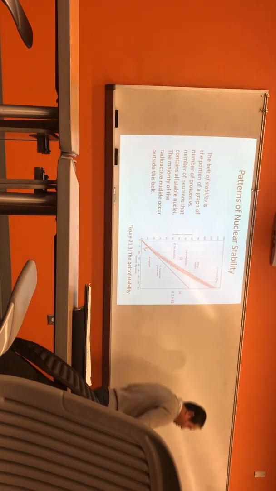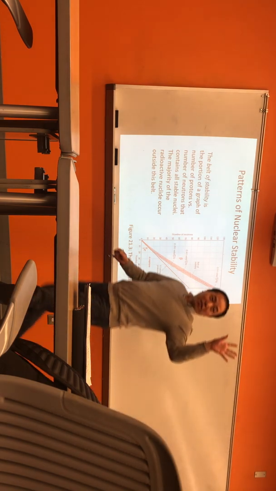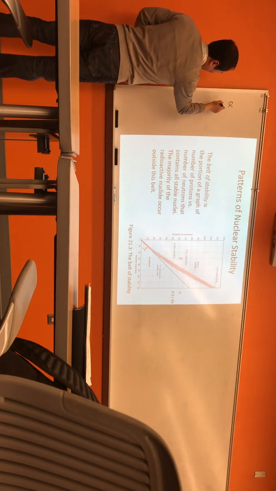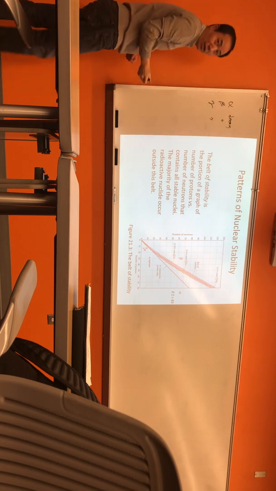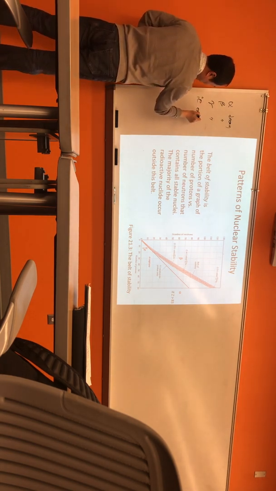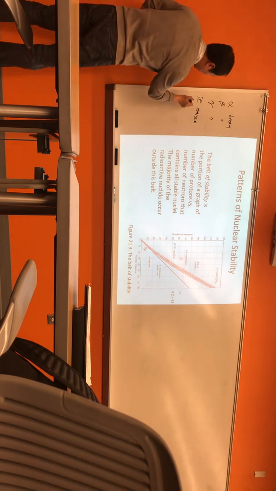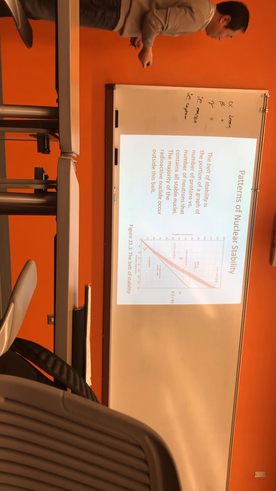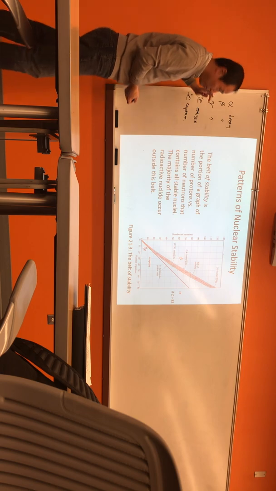So on Tuesday we just covered five basic nuclear reactions, right? That was alpha decay, beta decay, gamma decay, and also particle emission, and the last one is electron capture. And we need to know when these happen, right?